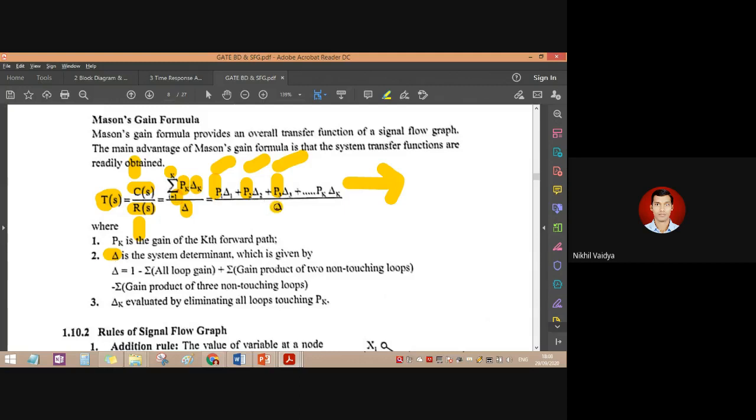Next we will go for delta. Now what is this delta? Remember that delta 1 is calculated from delta. So while solving the problem, we first find how many forward paths there are, then we find the path gains, and then we move on to the calculation of delta. And what does delta require? Delta is called the system determinant, which is given by the delta formula like this. Whatever terms we require for calculating the value of delta, we will calculate in our answer. So listen carefully.